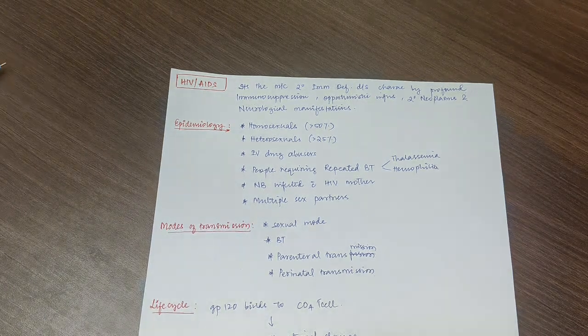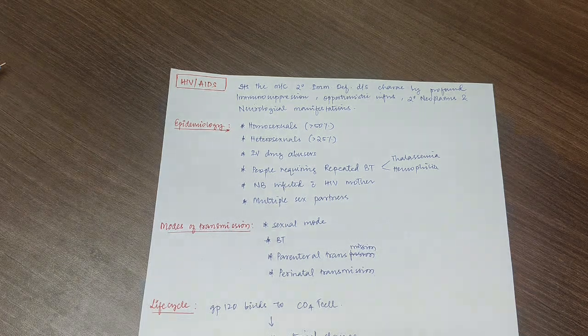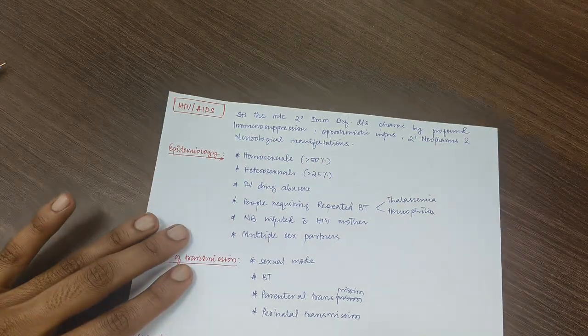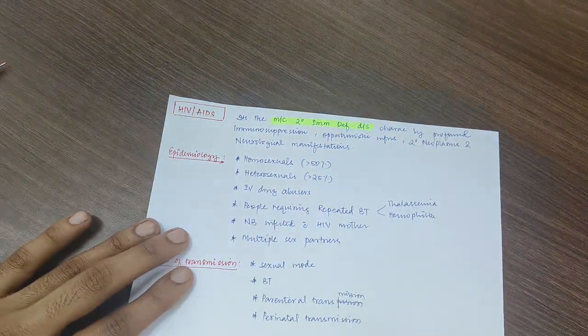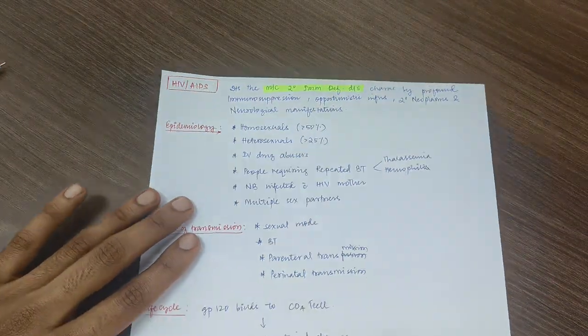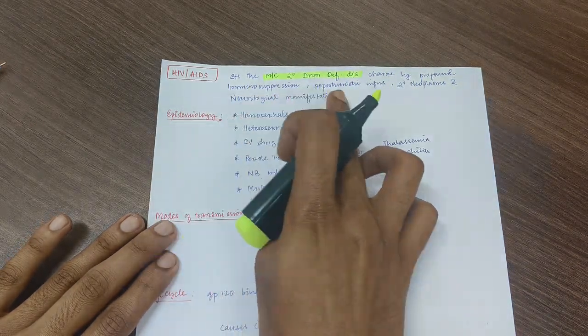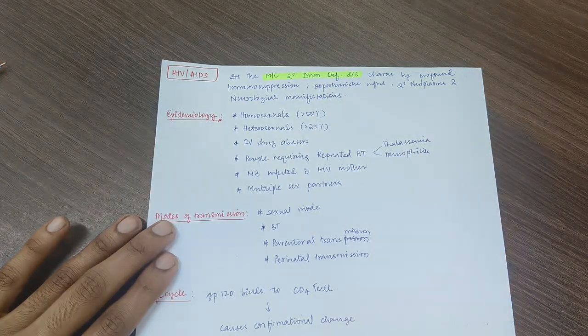So basically, how are we going to define it? This is the most commonly encountered in most of the developing countries and developed countries, and most commonly in developing countries. It's the most common secondary immunodeficiency disorder characterized by profound immunosuppression, opportunistic infections, secondary neoplasms, and neurological manifestations.